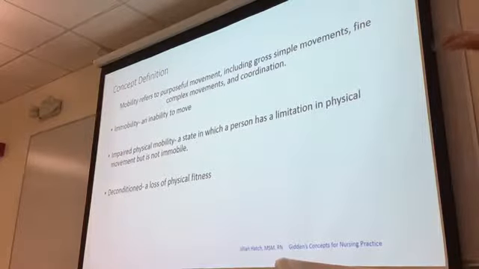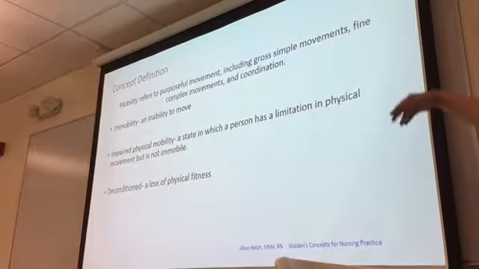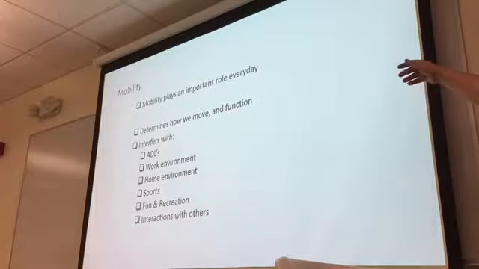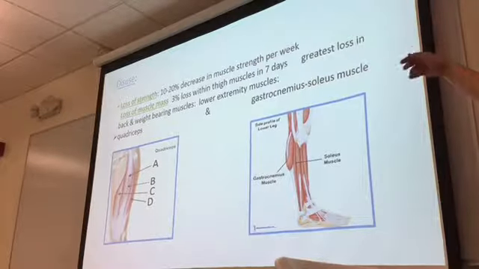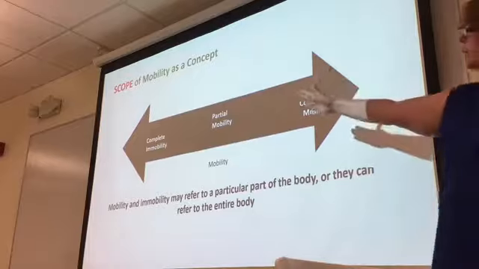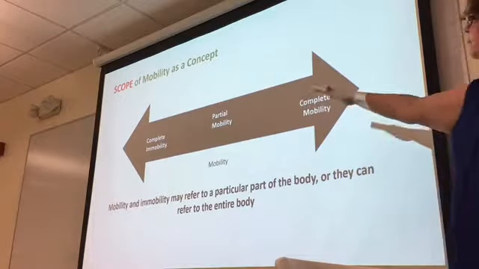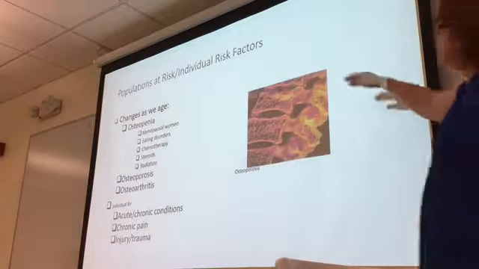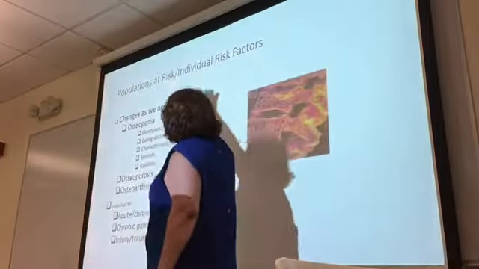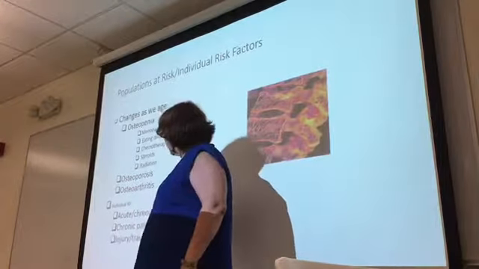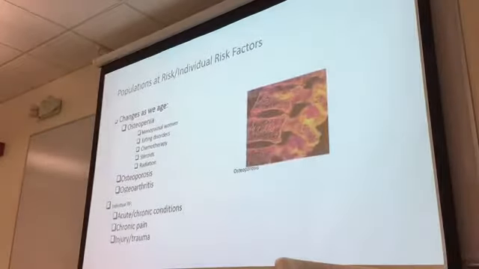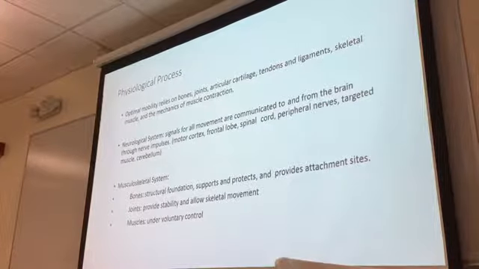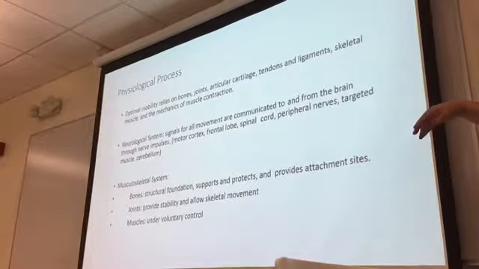Mobility, immobility, inability to move. I'm not going to really go into these. Concept of mobility, loss of strength, loss of muscle mass, same exact slides, going from your scope from complete immobility to complete mobility. The risk factor where spinal cord is going to fall is injury and trauma. All right, so again, just neurological, musculoskeletal system, all connected. We had talked about that.